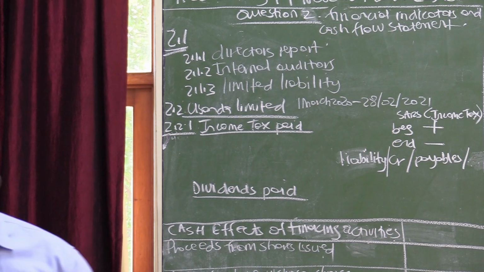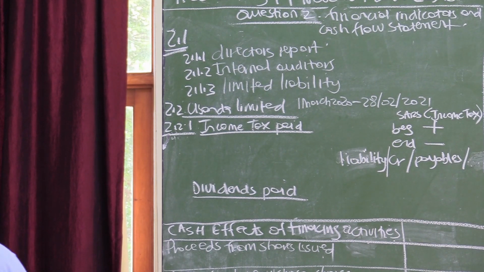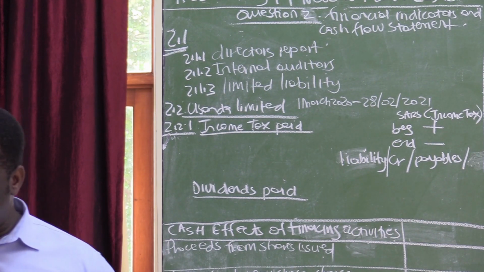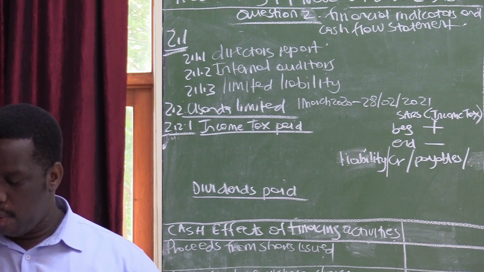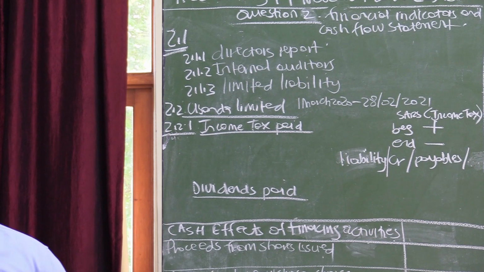And the name of the business is Usanda Limited. Required 2.2.1. We are now doing the cash flow statement. Calculate the following figures for the 2021 cash flow statement. We want to calculate income tax paid.